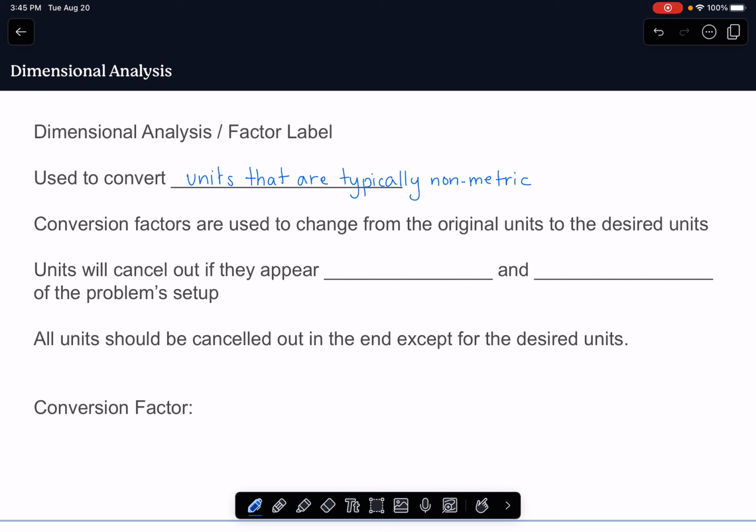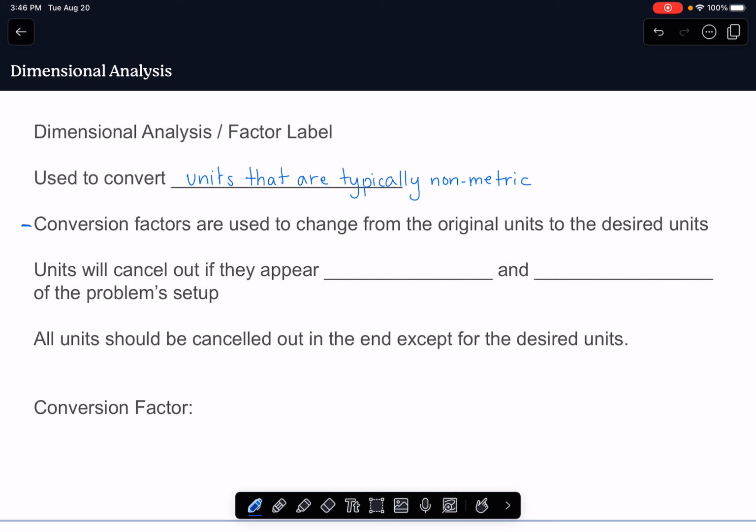So in order to do dimensional analysis, there are a couple things to keep in mind. First, conversion factors are going to be what you use to change from the original units of the number to the desired units that you're trying to get. So for example, if a question is asking me to convert 17 inches into miles, the inches would be the original units and miles would be the desired units.